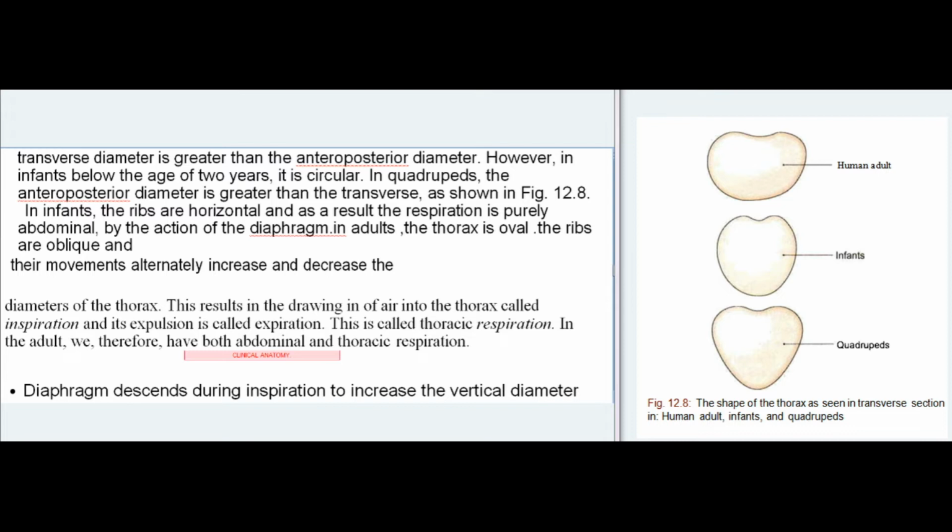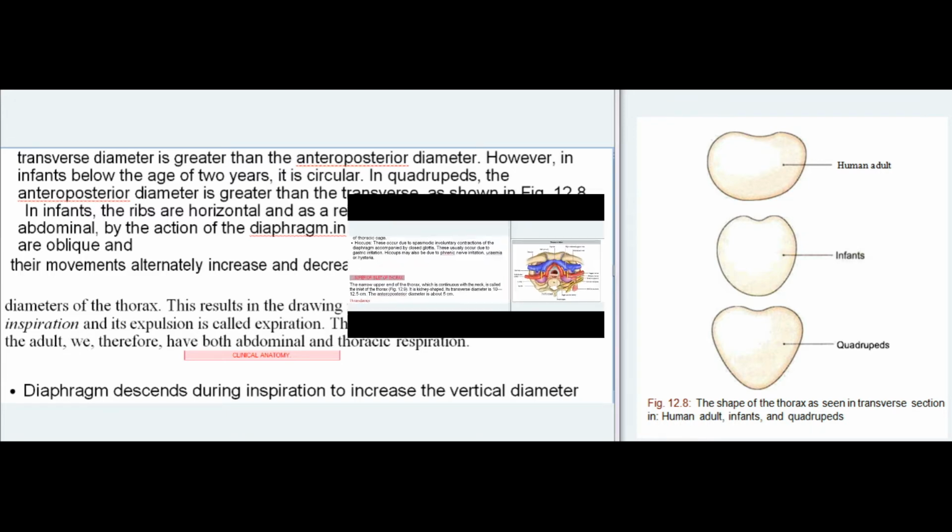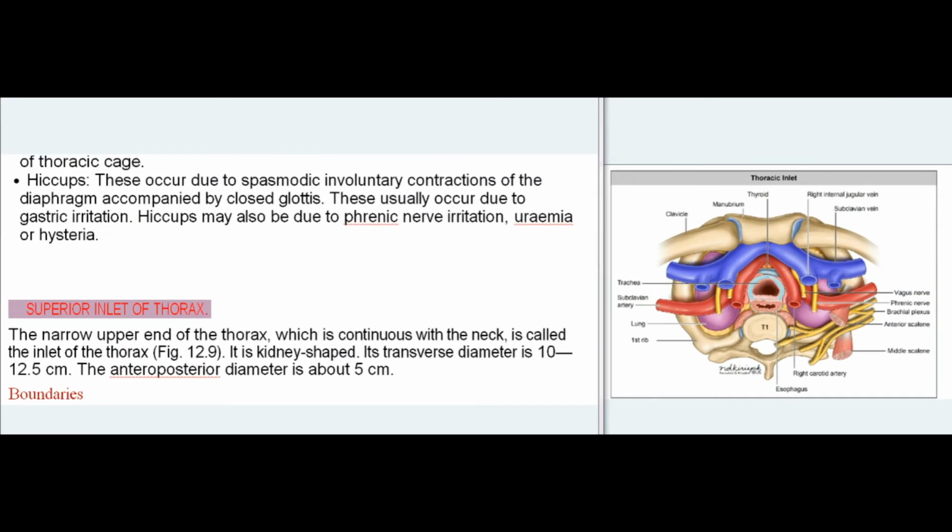Clinical anatomy. Diaphragm descends during inspiration to increase the vertical diameter of the thoracic cage. Hiccups occur due to spasmodic involuntary contractions of the diaphragm accompanied by closed glottis. These usually occur due to gastric irritation. Hiccups may also be due to phrenic nerve irritation, uremia, or hysteria.